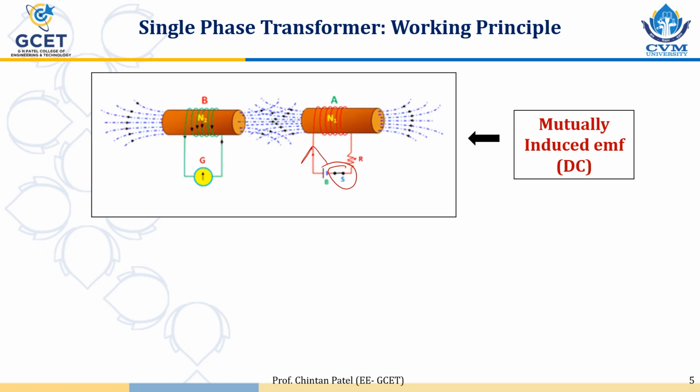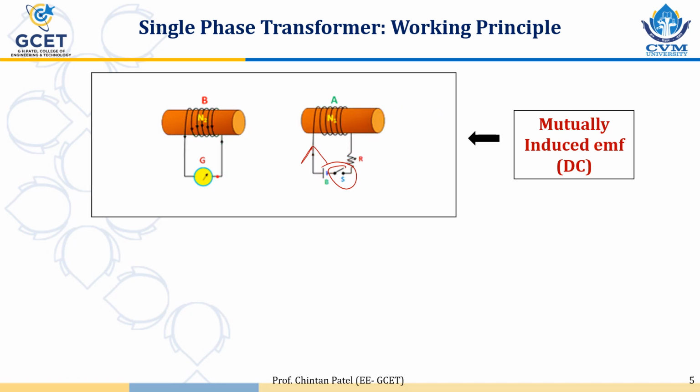Now the source is DC, and we know that DC does not change its direction or magnitude. As a result, whatever magnetic flux is produced by coil A will also be steady or constant. It will not change its magnitude or direction with respect to time, because flux depends on current. As a result, there is a constant or continuous flux, and EMF is induced in coil B only during the switching instant.